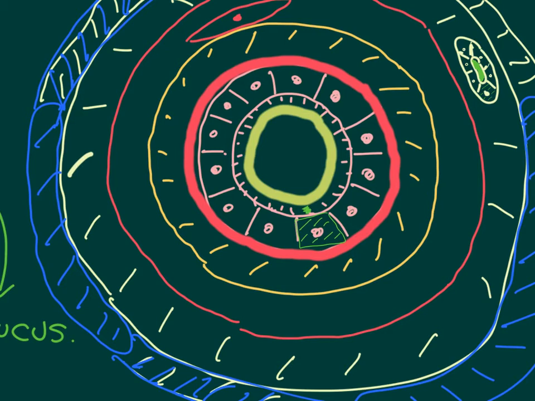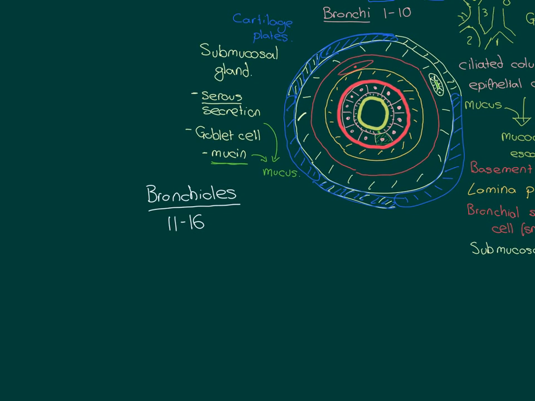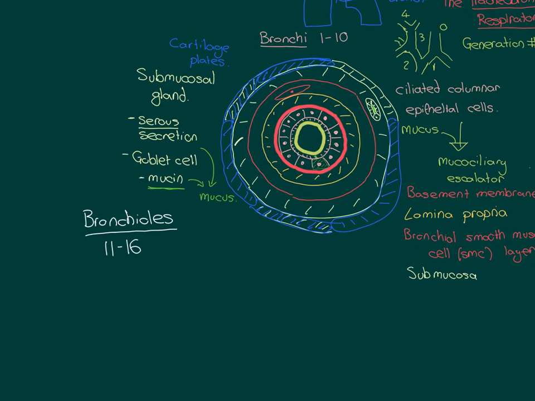So in bronchioles, you don't have the submucosal glands, but the epithelium itself makes the mucus, and therefore you can still have a mucociliary escalator. So that's how bronchioles still have a mucociliary escalator. Okay, right. So that's bronchioles then. After the bronchi, you have the bronchioles, which are these even smaller airways.